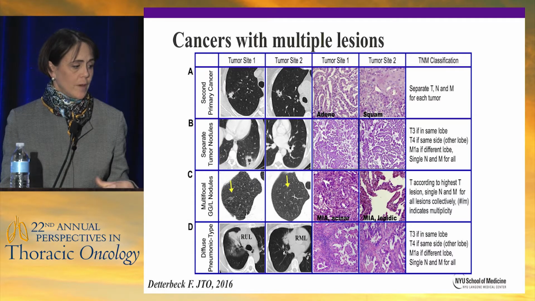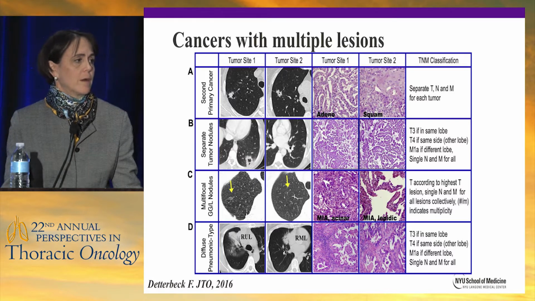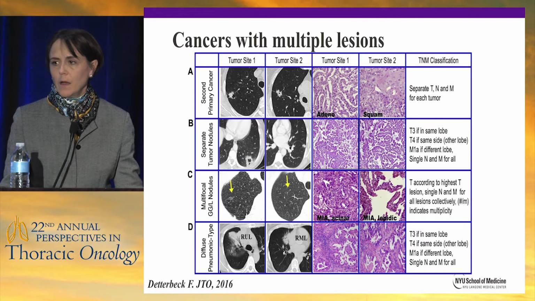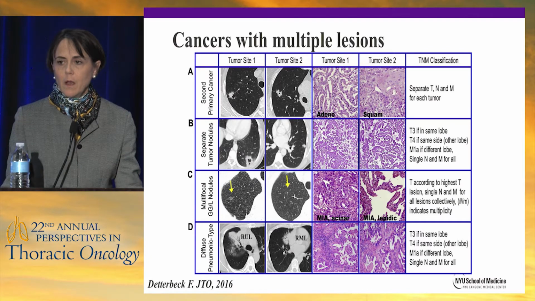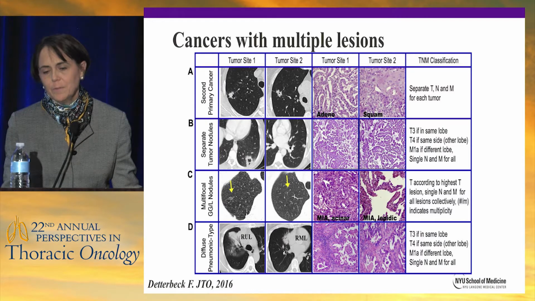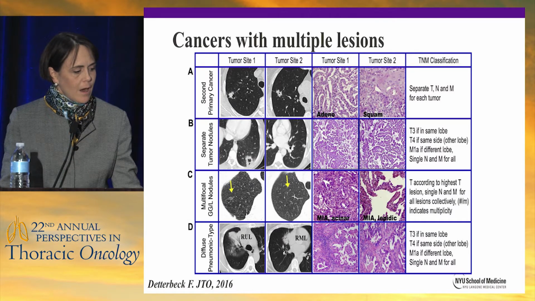So we have patients who clearly have a second primary cancer. This is usually patients who have solid spiculated nodules, usually in different lobes. Ideally, they'll have different histology. That kind of doesn't happen that often. It would be nice, but it doesn't. But not a lot of other metastatic disease, and each of those gets staged with a T, an N, and an M.